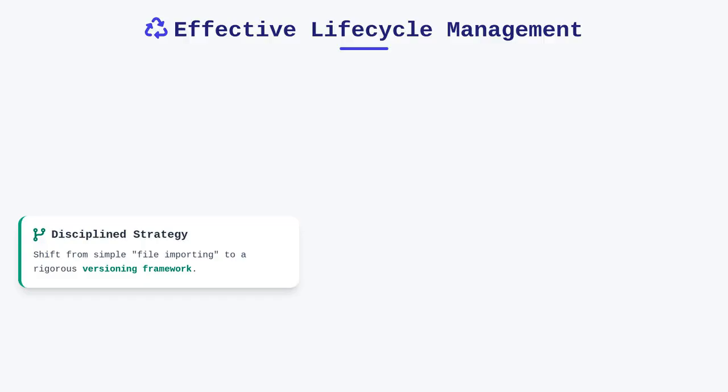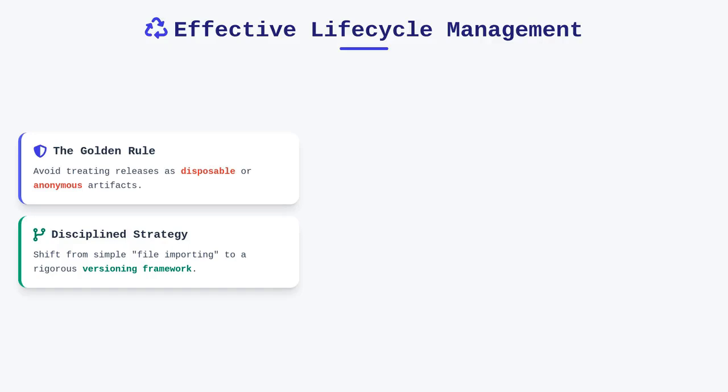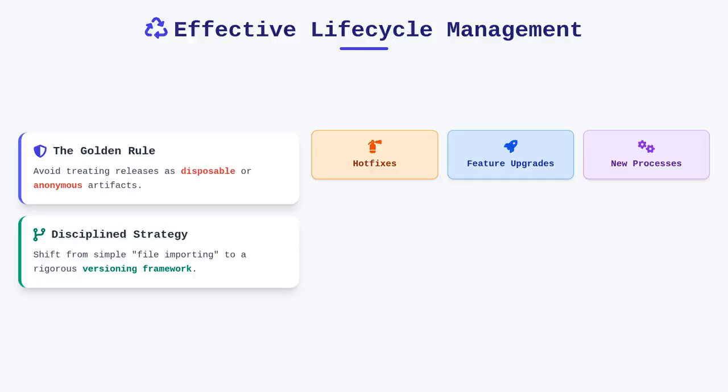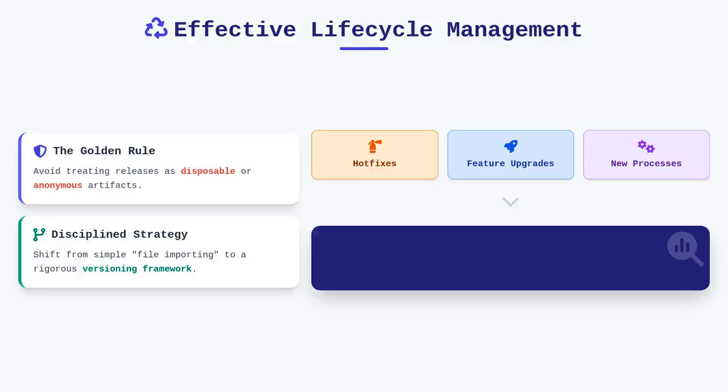Effective lifecycle management goes beyond the technical act of importing files. It requires a disciplined adherence to versioning strategies. In a mature environment, you should never treat your releases as disposable or anonymous artifacts. Each release package should be tracked according to its purpose, whether it is a hotfix, a feature upgrade, or a new process deployment. By maintaining a clean audit trail within the release manager, you provide visibility to system administrators regarding exactly what code is running on which resource at any given time.